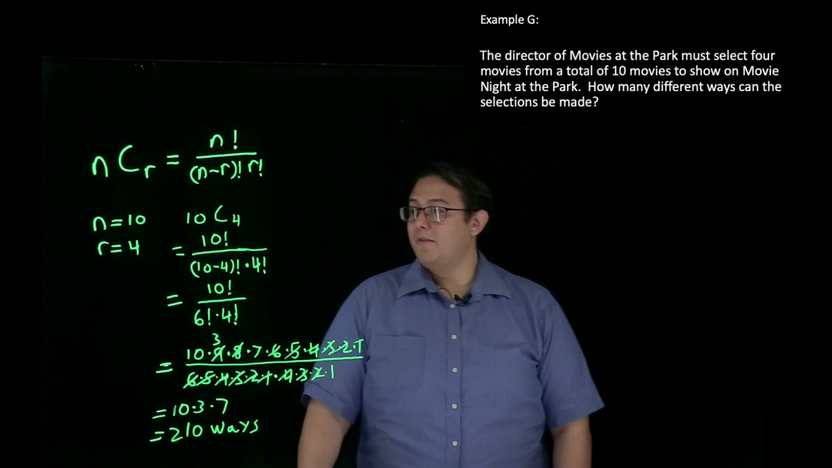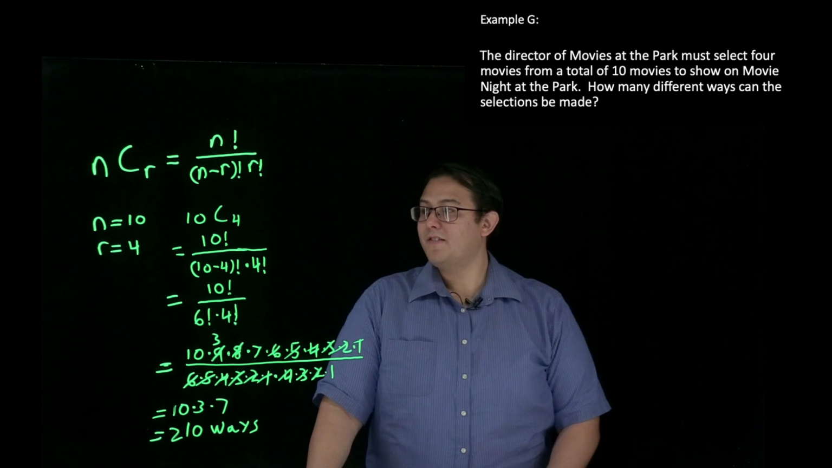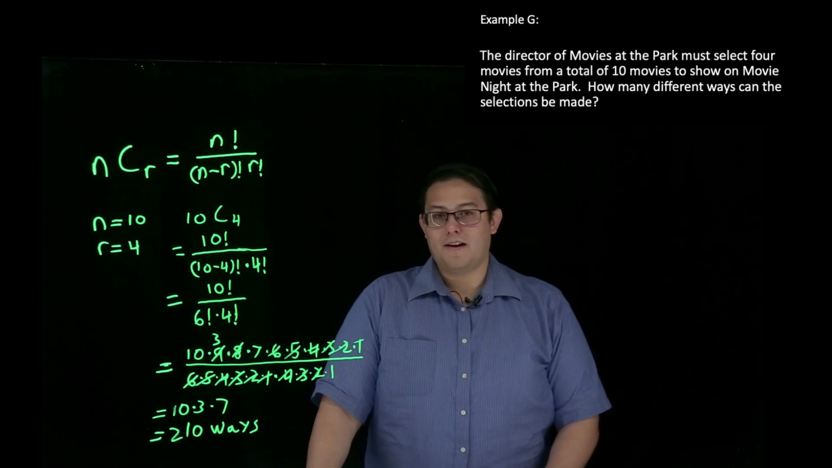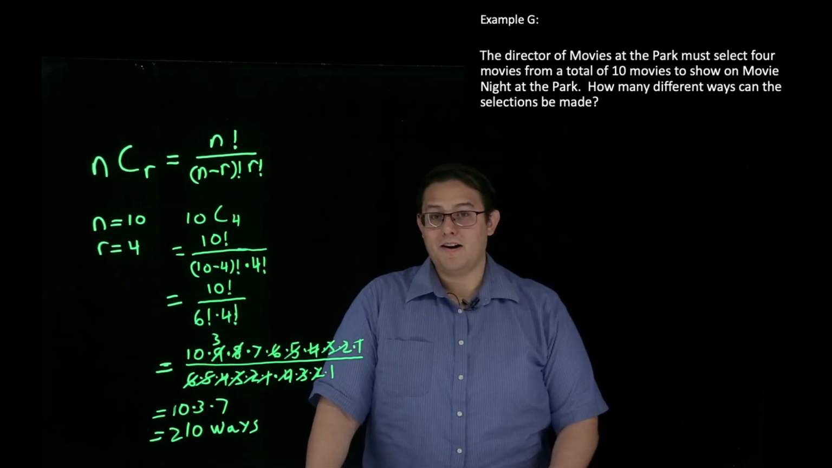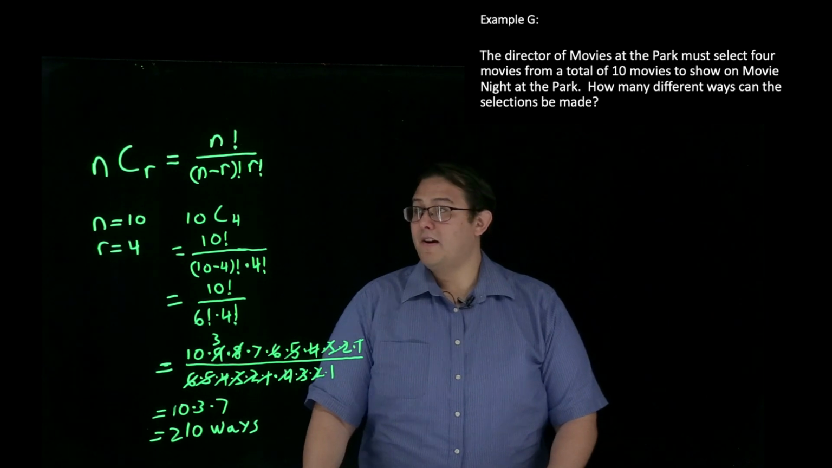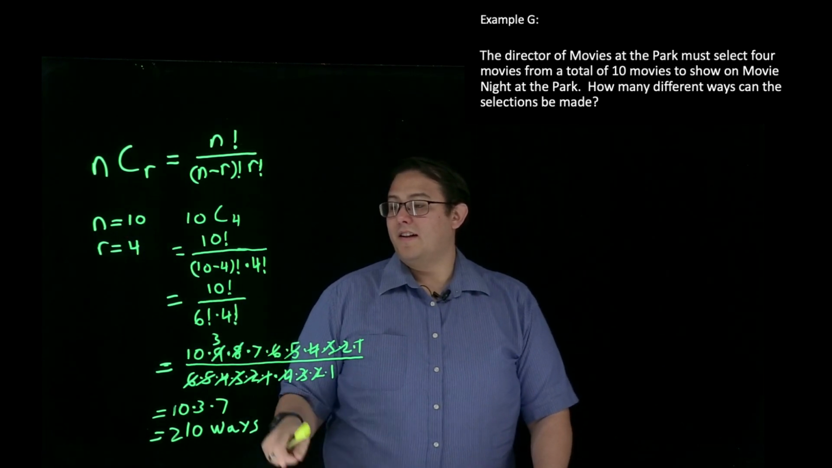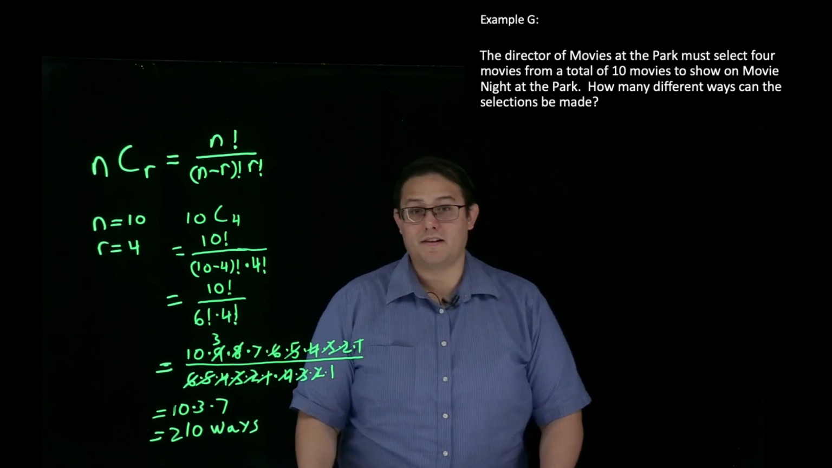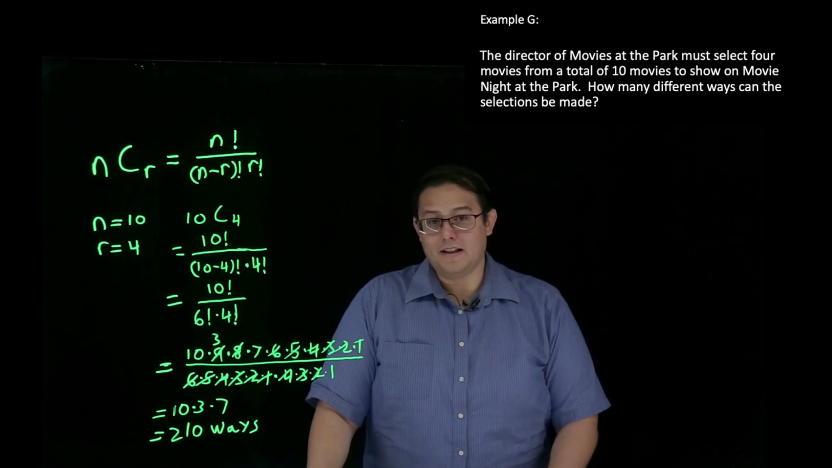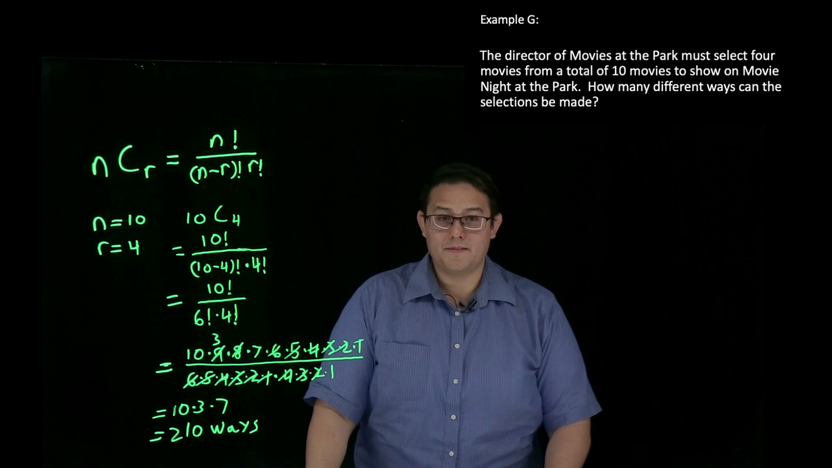So if you have 10 movies and you're going to pick 4 of them to go to the park, the order is not important in which you pick the 4. So since the order is not important, we're going to be using combinations instead of permutations. And then using the formula, we get down to 210 ways of picking these 4 movies out of the 10.